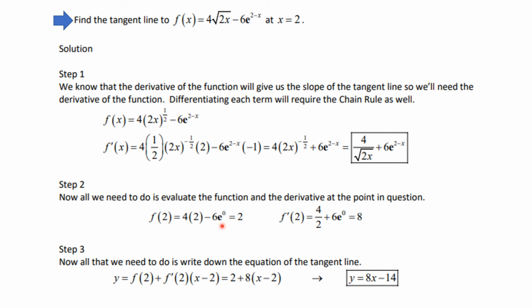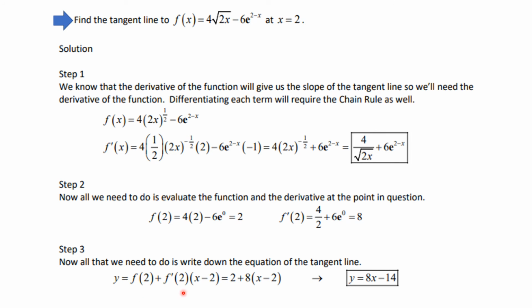Now, we do have to evaluate both the derivative and the function when x is equal to 2. So f of 2 is going to be equal to 2. Notice that e to the 0 is 1. And f prime, which we found up here, at 2 is going to be, again, e to the 0 is 1, is going to be 8. So we know the slope is 8, and we know the y value is 2.